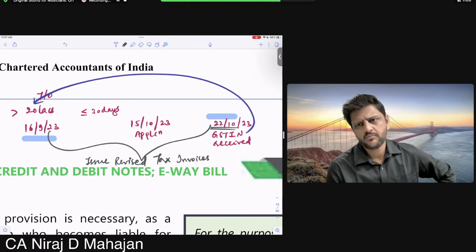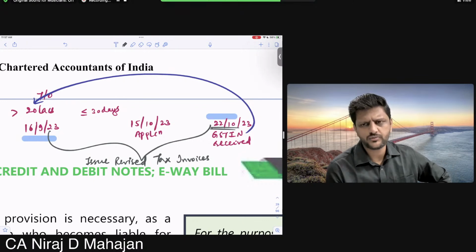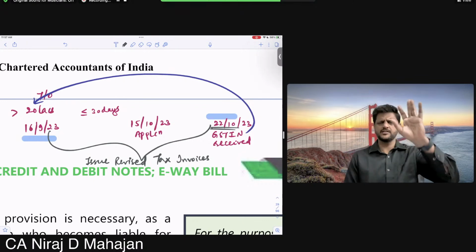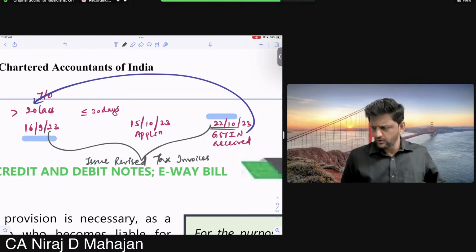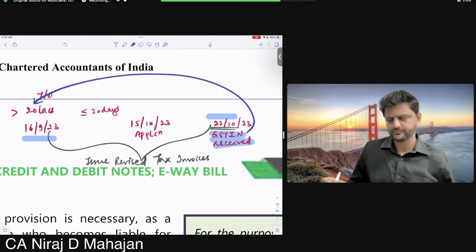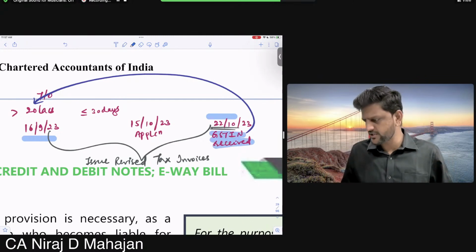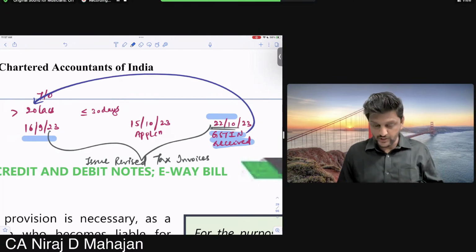But he got the registration number a little bit late. Clearly, all of you, he received it in October. So all the compliances he can do only after receiving the GSTIN. Once this GSTIN is received, then he can issue the revised tax invoices within the next 30 days.